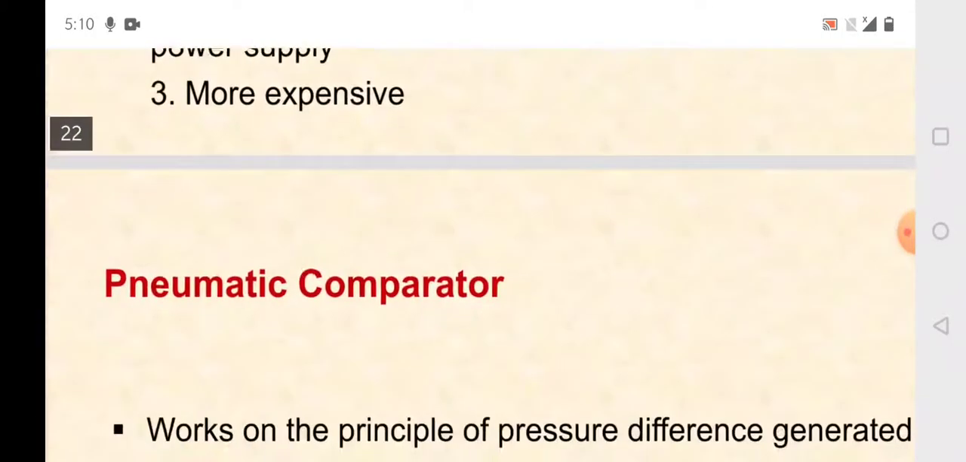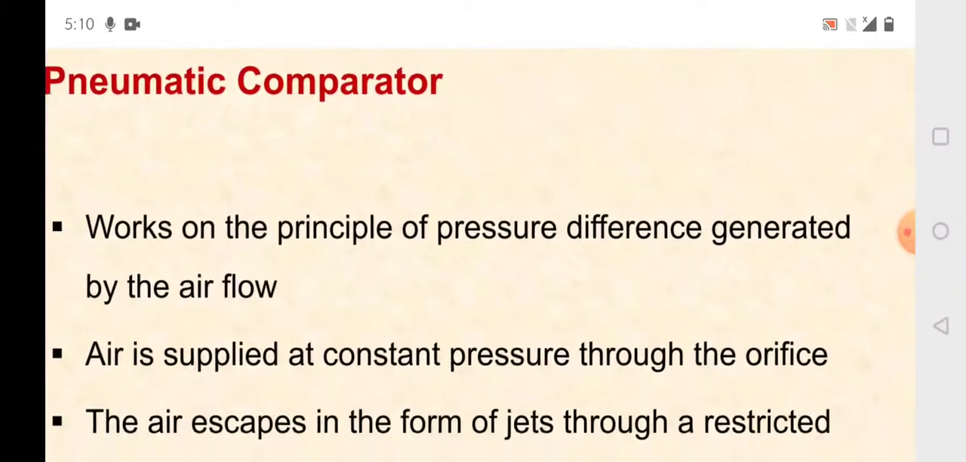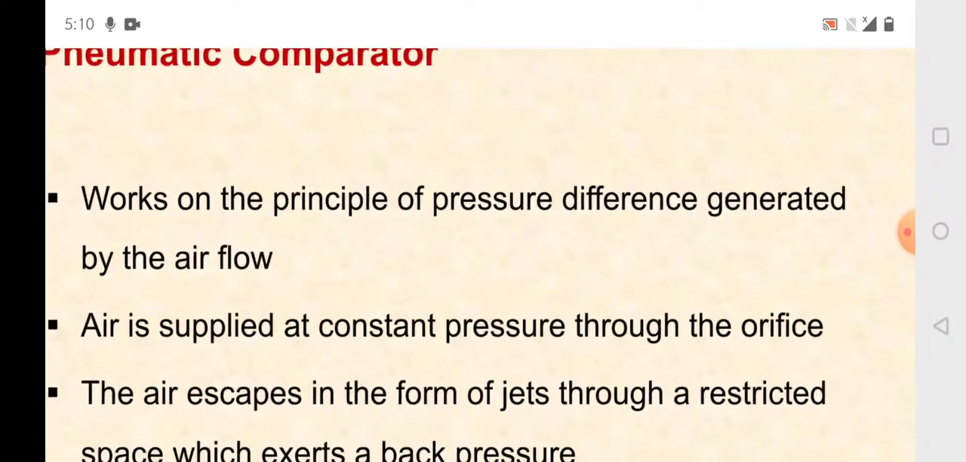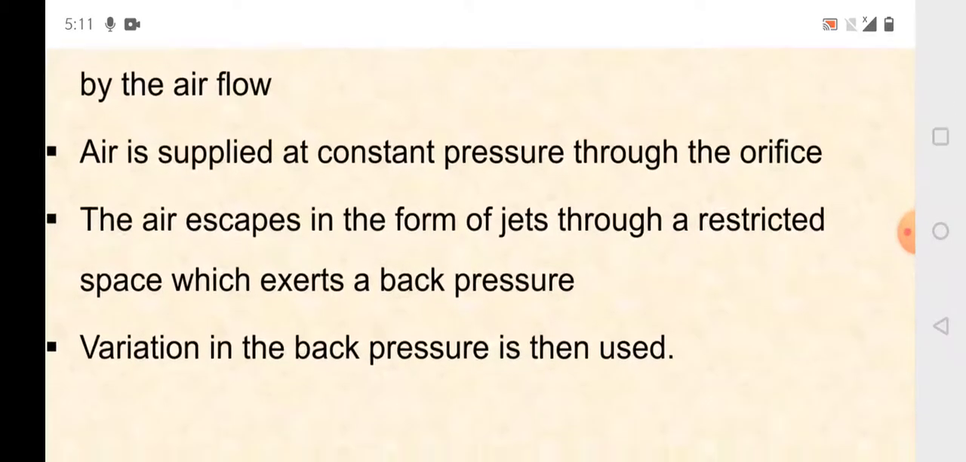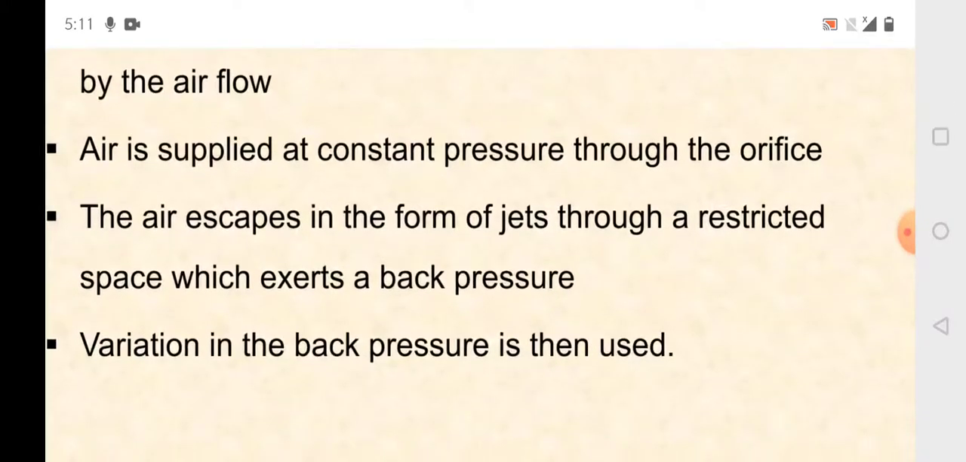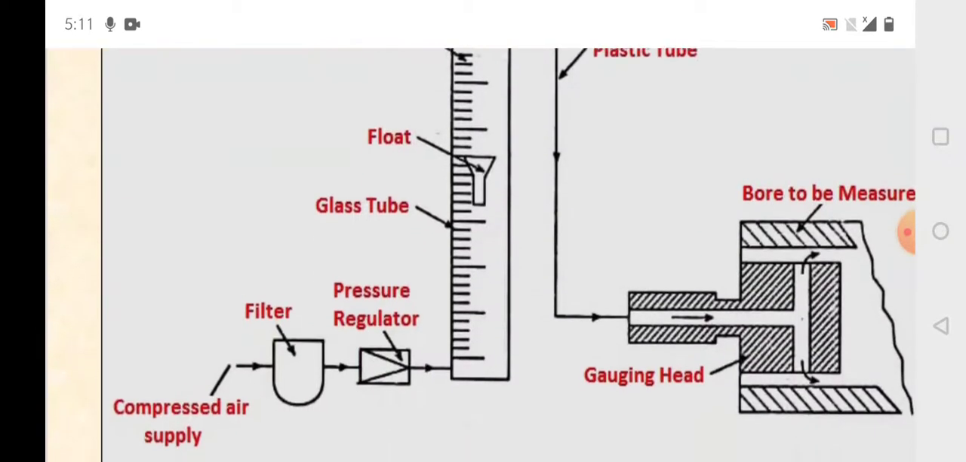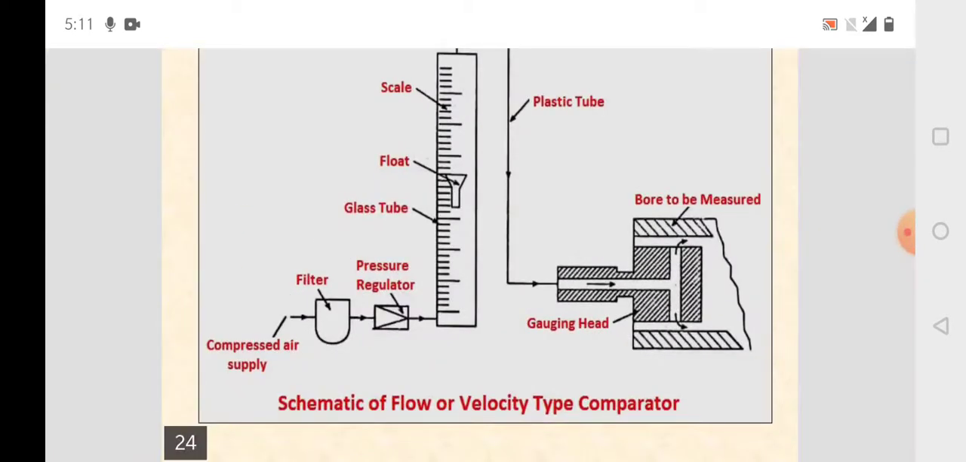And the last here is the pneumatic comparator, which works on the principle of pressure difference generated by airflow. Air is supplied at constant pressure through an orifice or a small opening. The air escapes in the form of a jet through the restricted space, which exerts a back pressure, and variation in the back pressure is then used for getting the variation in the workpieces. So how it happens, we'll see.